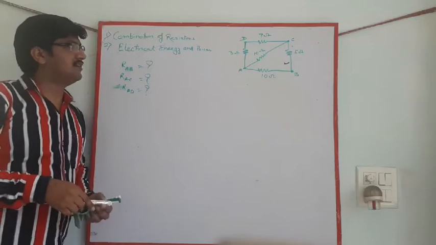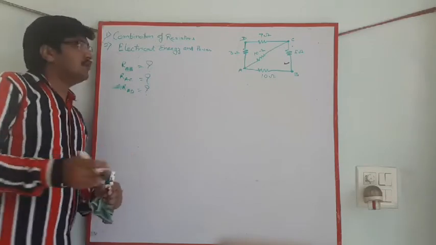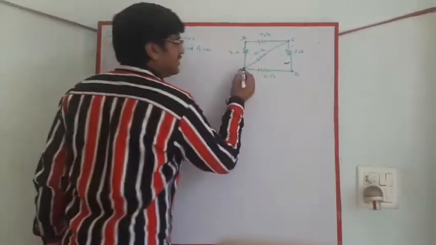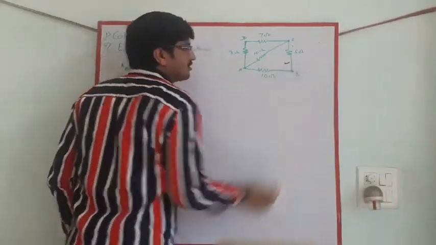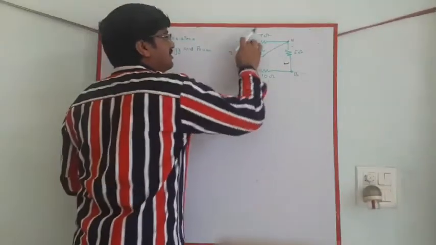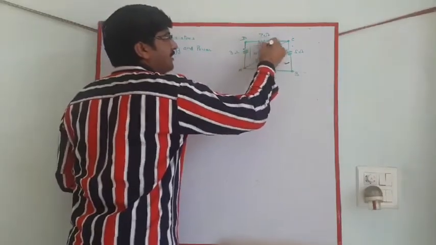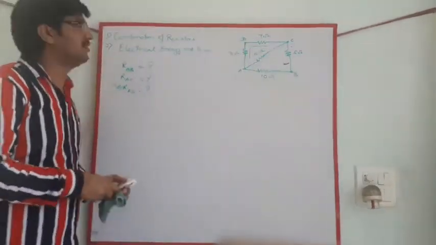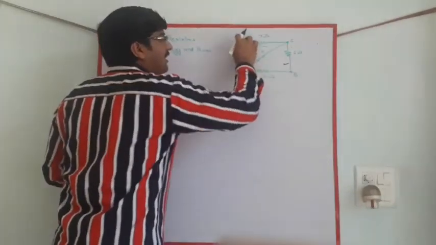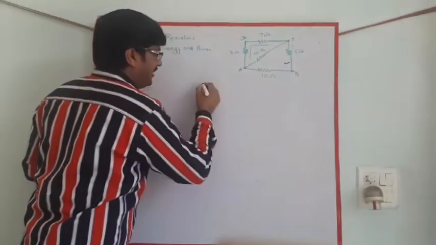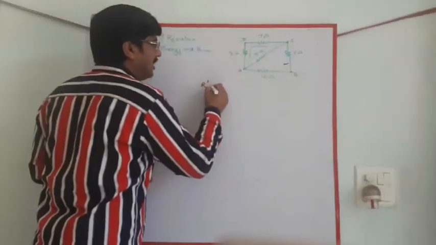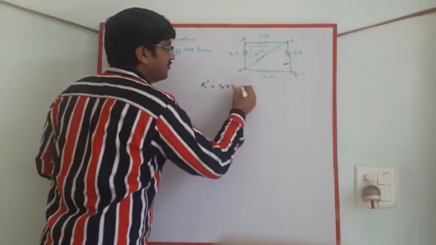So dear friends, for terminals A and B, let's try to check out. That means our initial terminal is this one and final terminal is this one. So let's start with these resistances. Some of these two are in series. So say the resistance for AD and C, let us say R dash. How much is R dash? R dash is equal to 3 plus 7 ohm, which is equal to 10 ohm.